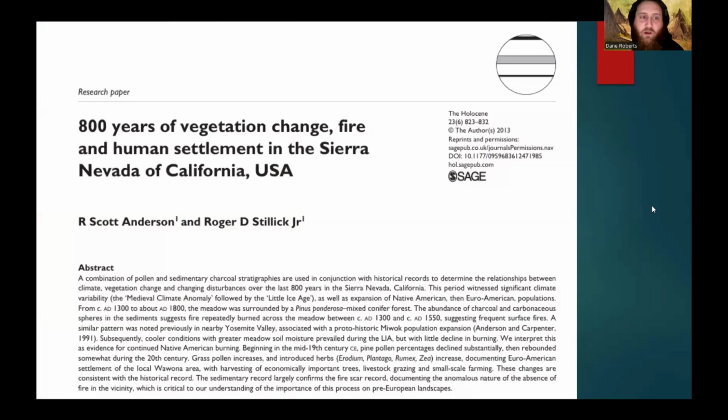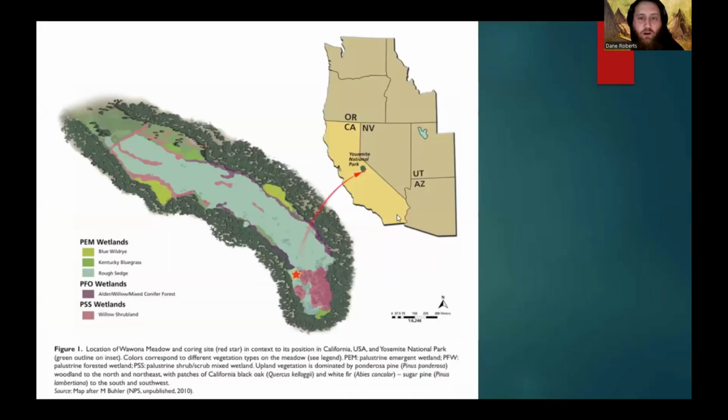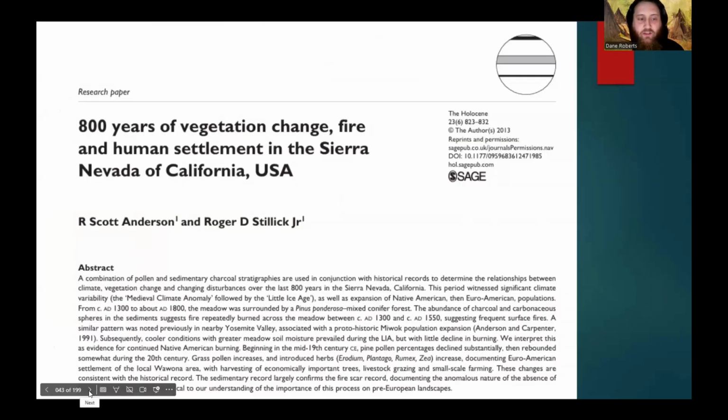We know this from various pieces of archaeological evidence, such as this paper in the journal known as The Holocene, by R. Scott Anderson and Roger D. Stillick Jr., titled "800 Years of Vegetation, Change, Fire, and Human Settlement in the Sierra Nevada of California," where in this paper they look specifically at the Sierra Nevada and Yosemite National Park. That is Anderson and Stillick Jr.